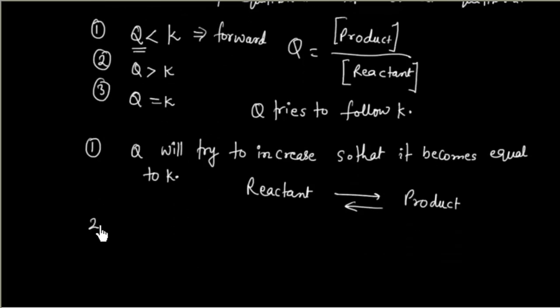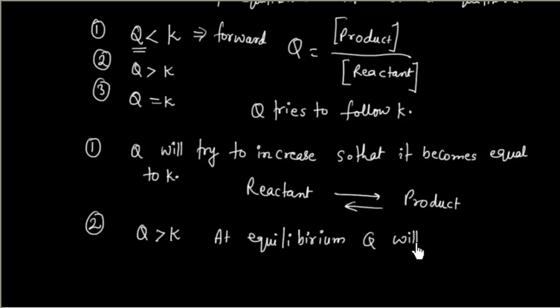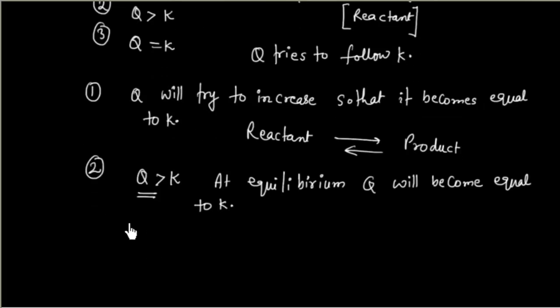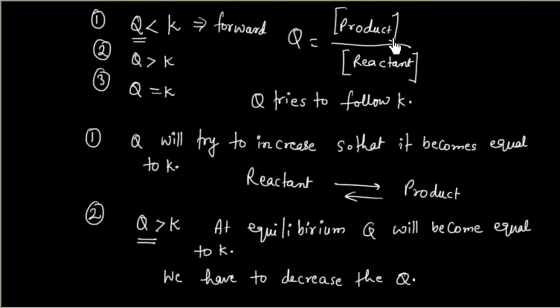Now the reverse case, that is, Q is greater than K. Once again Q will try to follow K, so at equilibrium Q will become equal to K. That is, we have to decrease Q and then only Q becomes equal to K. And this is possible if we decrease the product and increase the reactant. This means I have to go in this direction.